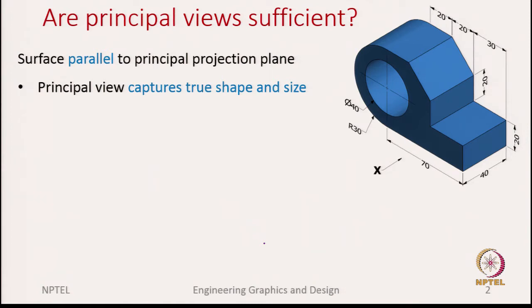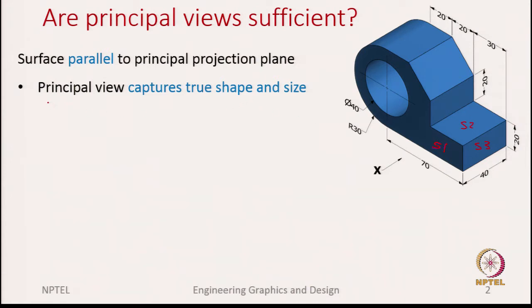So, let us focus on this solid model, and then we will turn our attention to three different surfaces. Let us say these are surfaces S1, S2 and S3. So, these are three surfaces on the solid. What we are trying to say is, can we capture the true shape and size of these surfaces?